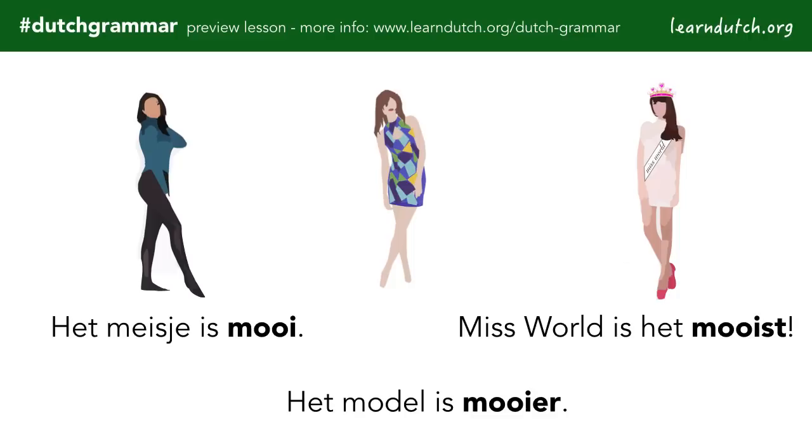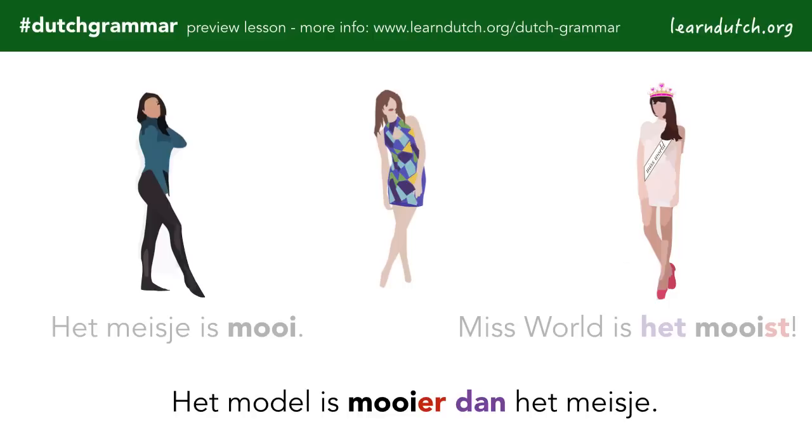Mooi, mooier, mooist. The ending of the comparative, er. The ending of the superlative, st. The superlative we write with het. More beautiful than is mooier dan. Het model is mooier dan het meisje.